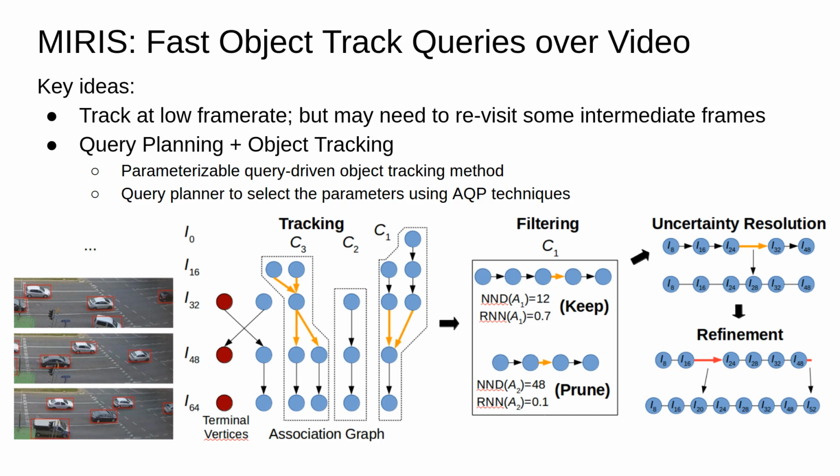We developed a 4-stage object tracker. The stages are tracking, filtering, uncertainty resolution, and refinement, and each stage exposes a number of parameters that can be tuned to optimize execution for a particular query. Then a query planner automatically selects these parameters given a query. I'm going to first summarize each of these 4 stages, and then briefly discuss the planning process.